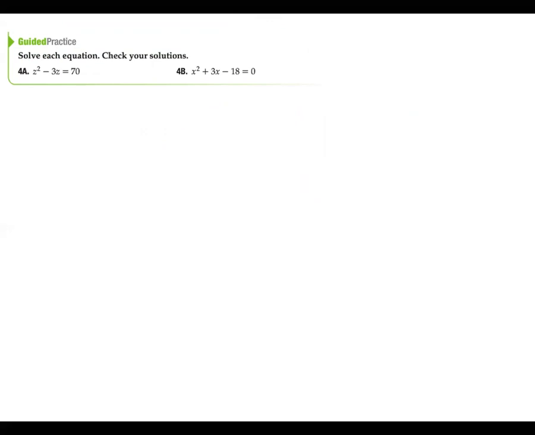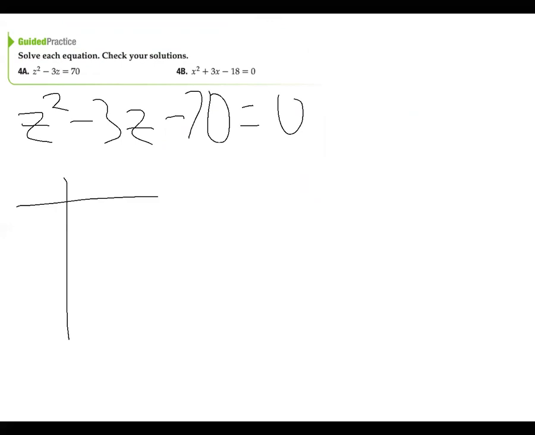Okay, we're back now. So the first one, z squared minus 3z minus 70 equals 0. I need factors of 70 that add to negative 3. So the bigger factor is going to be negative. All right, so negative 70 and 1 gives you negative 69. That's not going to work. Negative 35 and 2 gives me negative 33. That's not going to work.